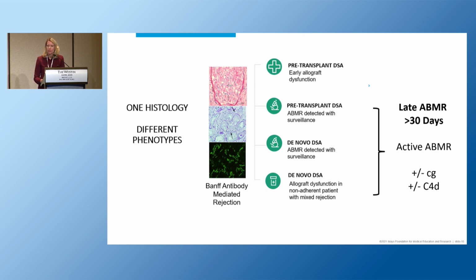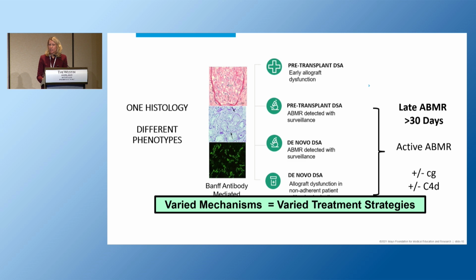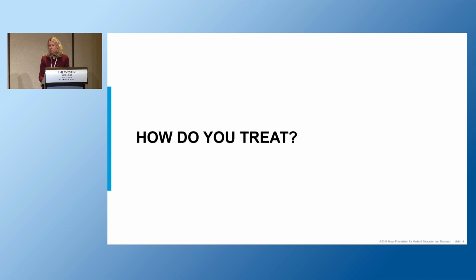It's important to know that the biopsy is going to look a little different just based on when you did the biopsy. If you do it early, you'll only have those active features. But if you do it late, you'll start to see that transplant glomerulopathy. So what you have really depends on when you did the biopsy. Also, in these cases, C4D may or may not be positive. That doesn't affect what it is, but there is some variation there. So varied mechanisms, likely these patients need some different treatment strategies.